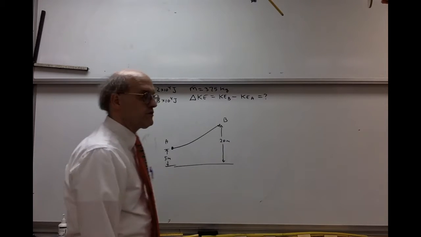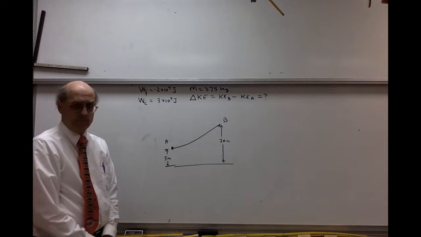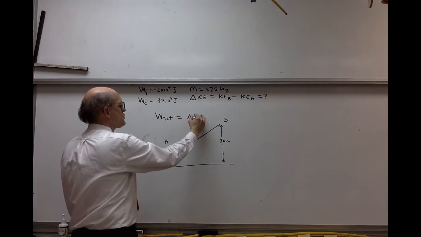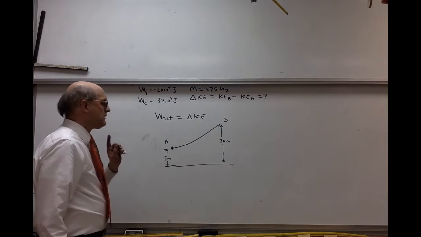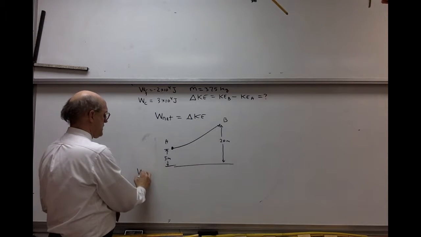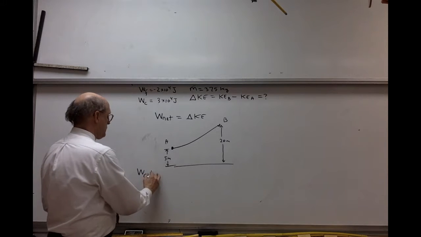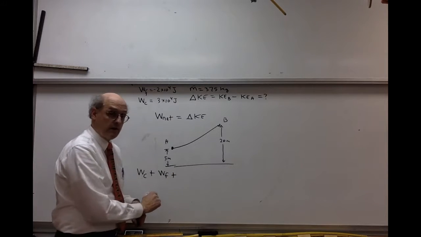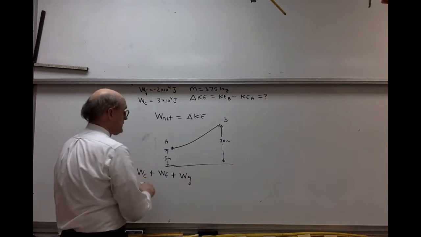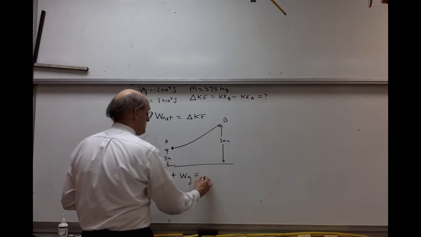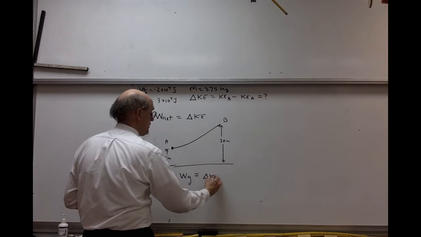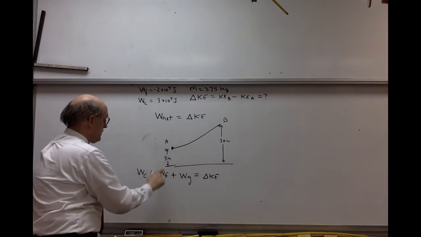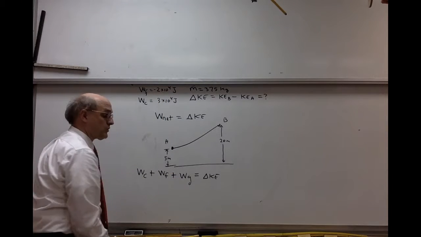Okay, so let's do this. So the net work from the work-energy, kinetic energy theorem, is equal to the change in kinetic energy. Net work is equal to the work done by the chain drive plus the work done by friction plus, don't forget about gravity, the work done by gravity. And adding those 3 up, we get the change in kinetic energy, which we are trying to find. So the work done by the chain drive, we know. Work done by friction, we know. How about the work done by gravity?